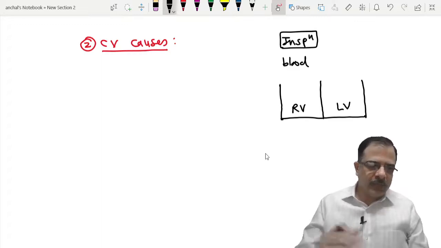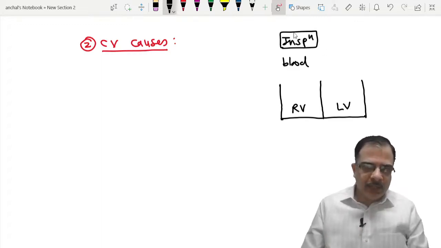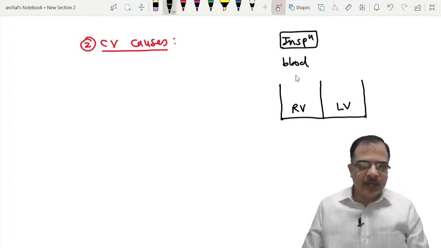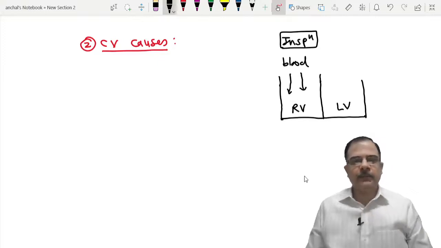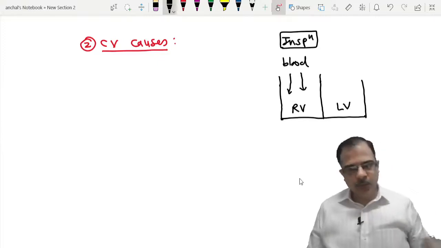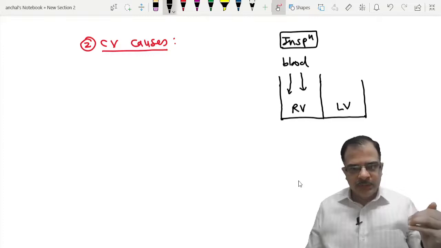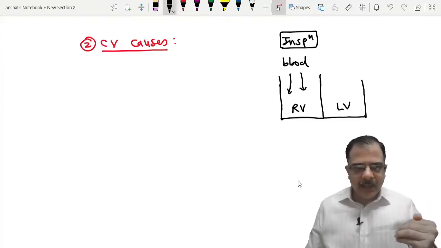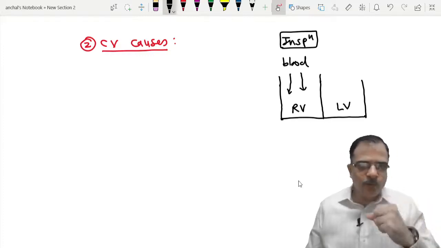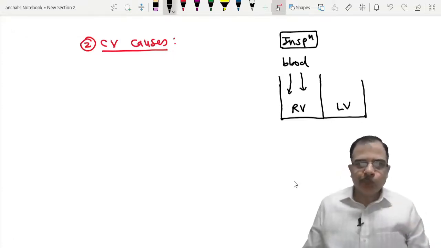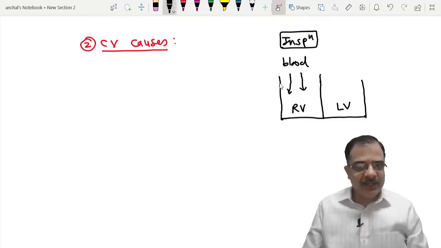So now let's see this diagram. During the inspiratory phase, there is more blood which goes into the right side of the heart. So double arrow. Now, how does the right ventricle accommodate that large amount of blood? Very simple. The right ventricle wall is a relatively thin structure.